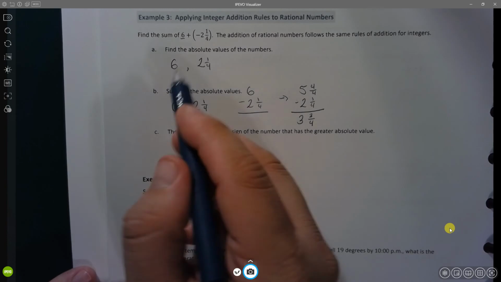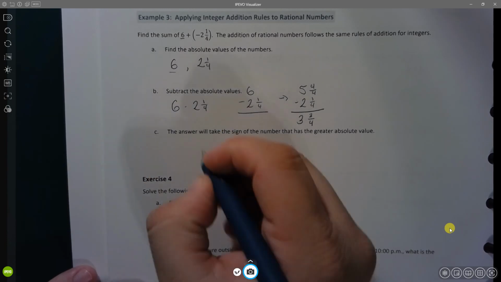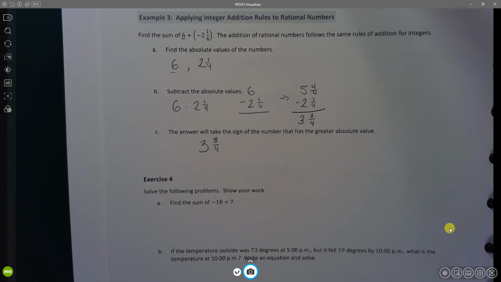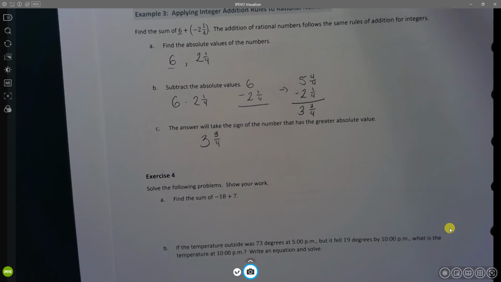We know that the greater absolute value is going to be 6. So the answer is going to be 3 3/4, positive. That's all there is to it. All right, we're going to skip exercise 4. We're not going to worry about that.